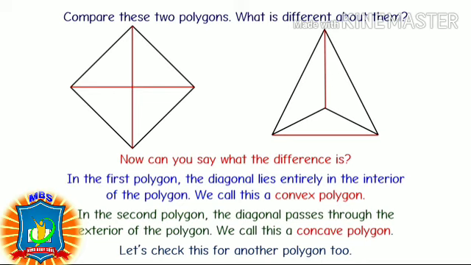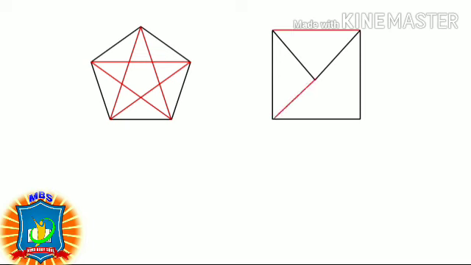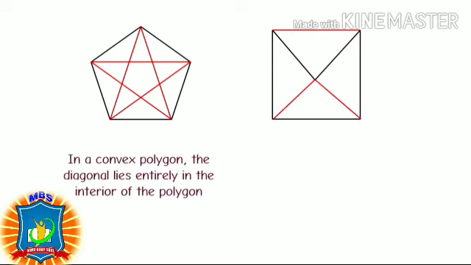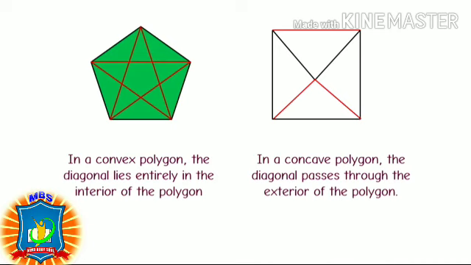Let's check this for another polygon too. In a convex polygon, the diagonal lies entirely in the interior of the polygon. In a concave polygon, the diagonal passes through the exterior of the polygon. Can you spot concave and convex polygons now?